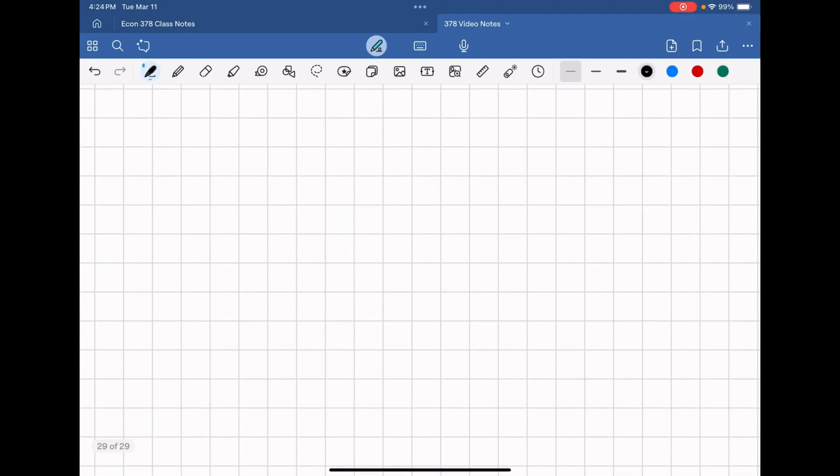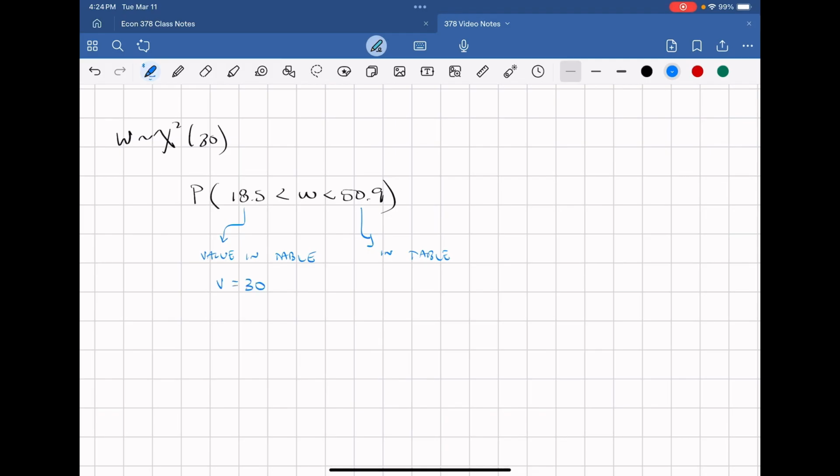Now let's look at a slightly different question. Okay, knowing that W is distributed as a chi-squared with 30 degrees of freedom, I want to know what's the probability that W is between 18.5 and 50.9. So given these are my values, I'm going to look up this value in the table and this value in the table, noting that V equals 30. So the degrees of freedom are 30.